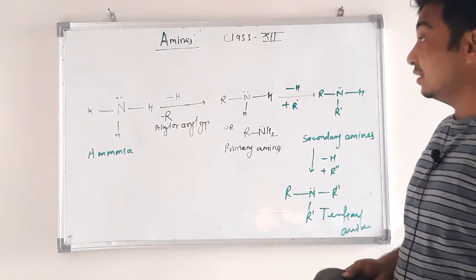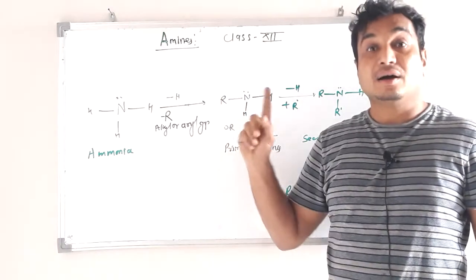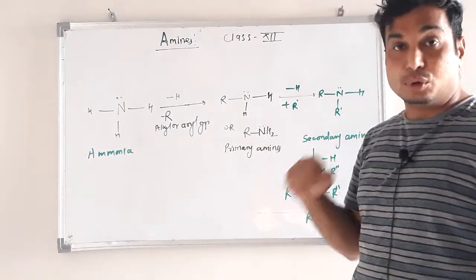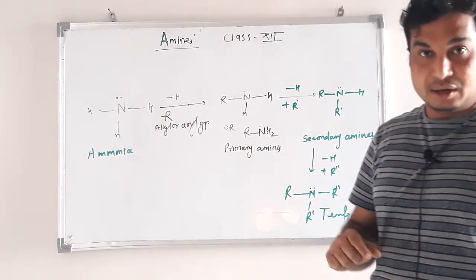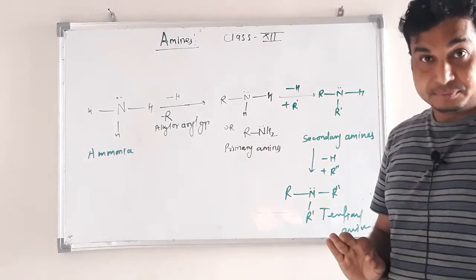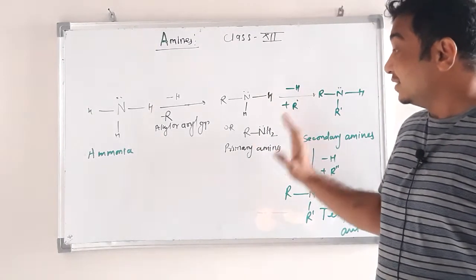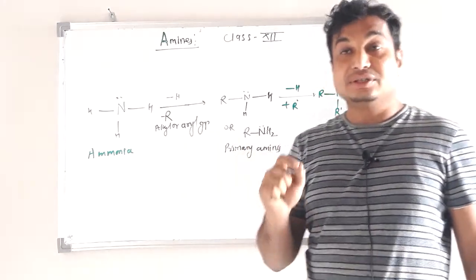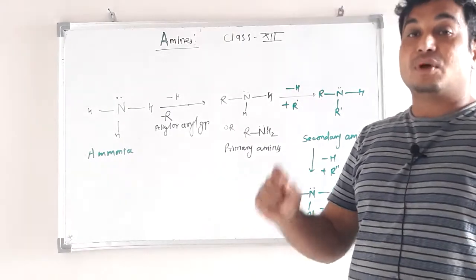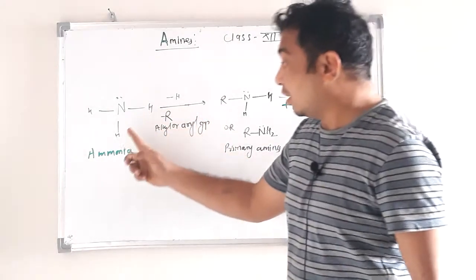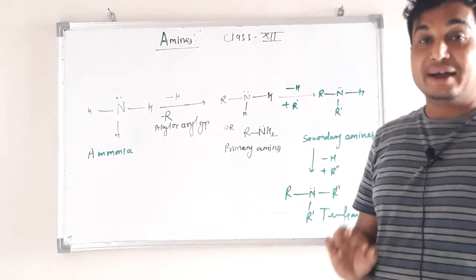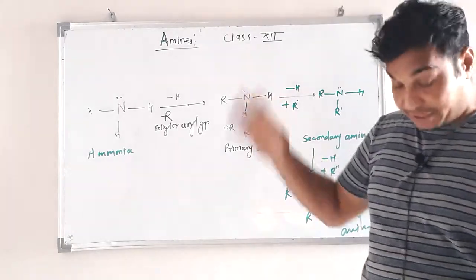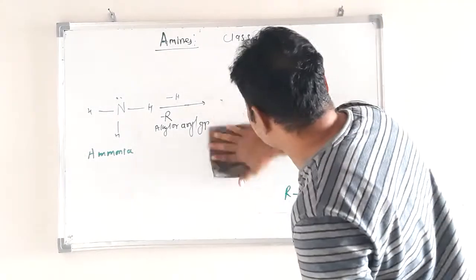So amines are nitrogen-containing organic compounds which are basic in nature. All amines are basic in nature due to the presence of a lone pair of electrons, like ammonia. They are all Lewis bases. So all amines are nitrogen-containing organic compounds which are basic in nature and which are derived from ammonia by replacing one or more hydrogen atoms by the same or different alkyl groups or aryl groups. That is called amines. Very simple. So what are amines?